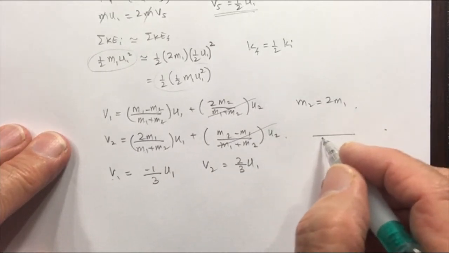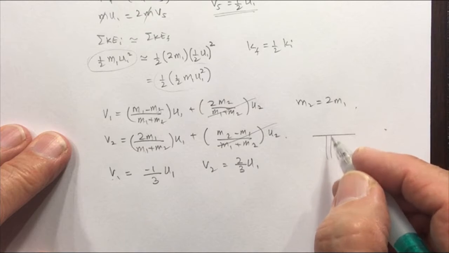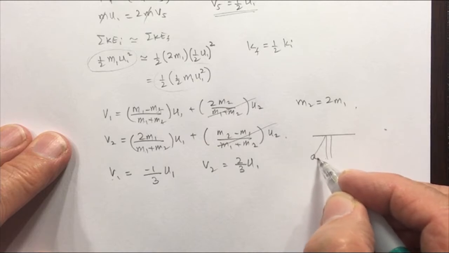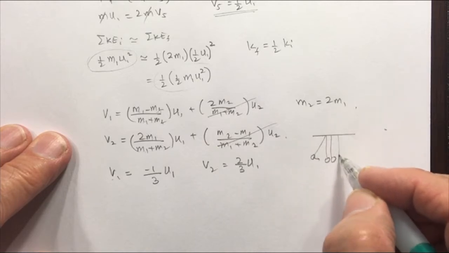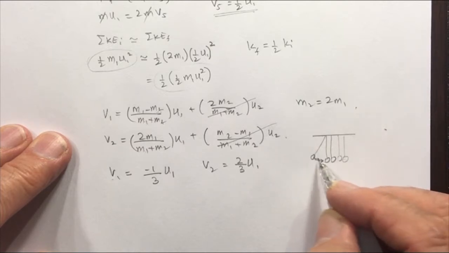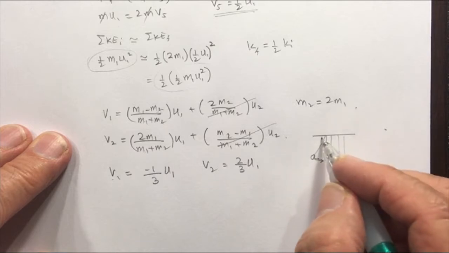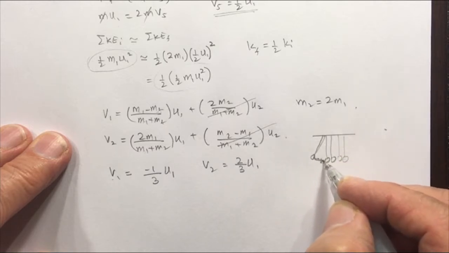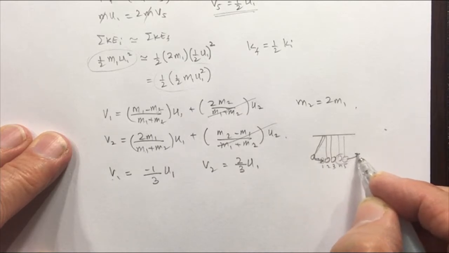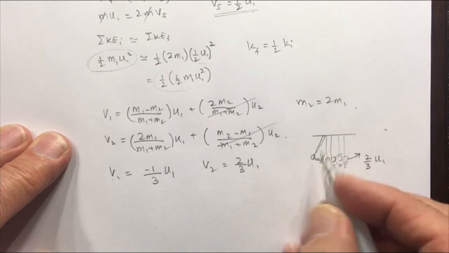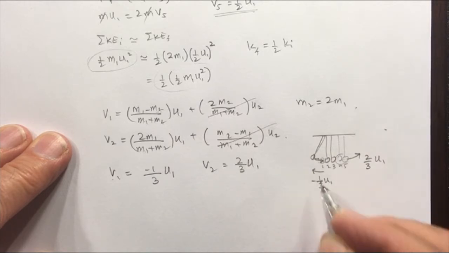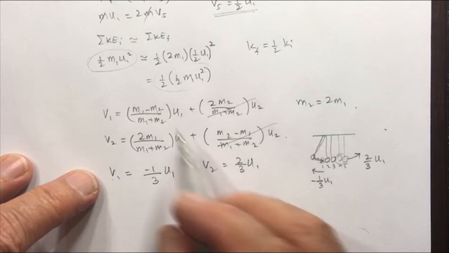So what we would expect is that number 1 is going to come in from here, that's 2 and 3, and 4 and 5 would have been here. When it hits, it comes here. So this is 1, 2, 3, 4, 5. So 4 and 5 go off with the speed that's 2/3 of u1, and this rebounds and goes backwards at 1/3 of u1. And this is what the kinetic energy equation gives us.